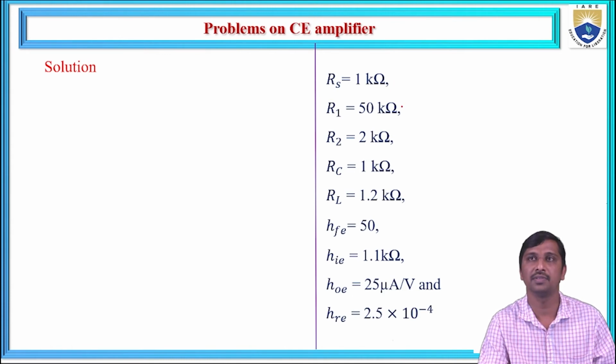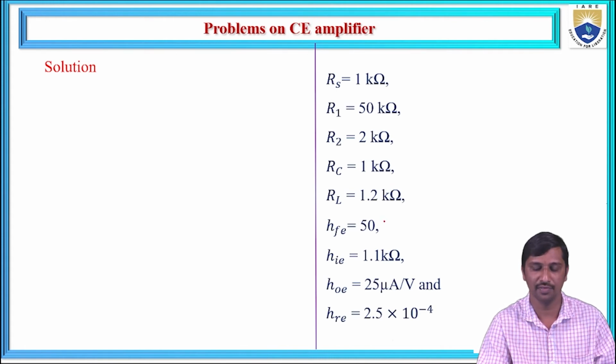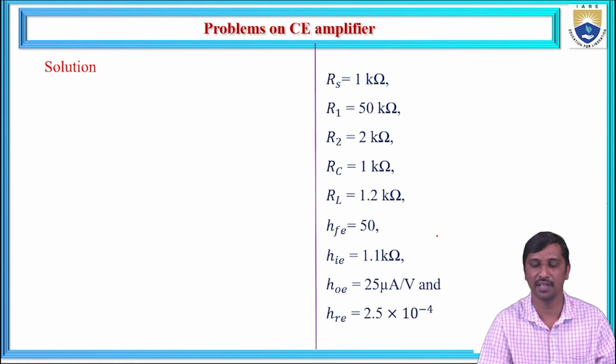So based on the problem statement, these are the parameters. RS is 1 kilo ohm, R1 is 50 kilo ohms, R2 is 2 kilo ohms, RC is 1 kilo ohm, load resistance is 1.2K, hfe is 50, hie is 1.1 kilo ohms, hoe is 25 microampere per volt, and hre is 2.5 into 10 to the power of minus 4.